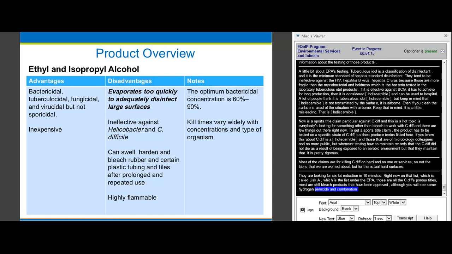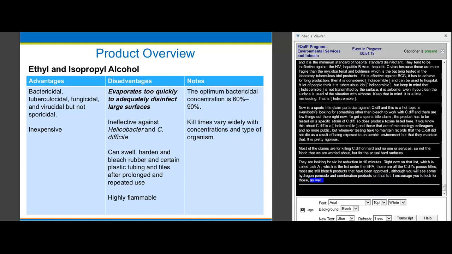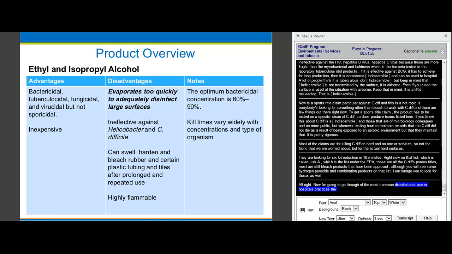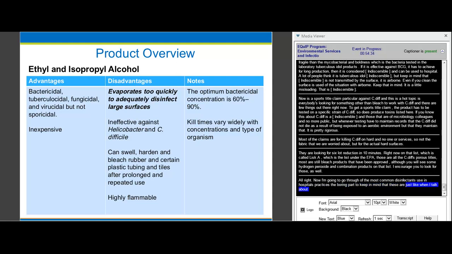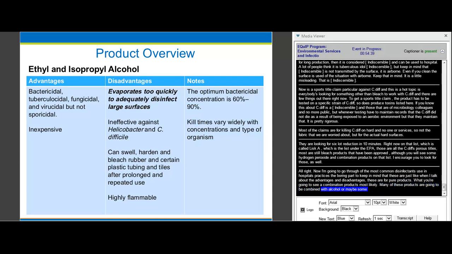All right, so now I'm going to go through a few of the most common disinfectants used in hospitals. This is kind of the boring part. Keep in mind that when I talk about the advantages and disadvantages, these are for pure products. What you're going to see are most likely combination products. So many of these products are going to be combined with alcohol or maybe some other accelerant, and so you can get advantages of each when you do that.